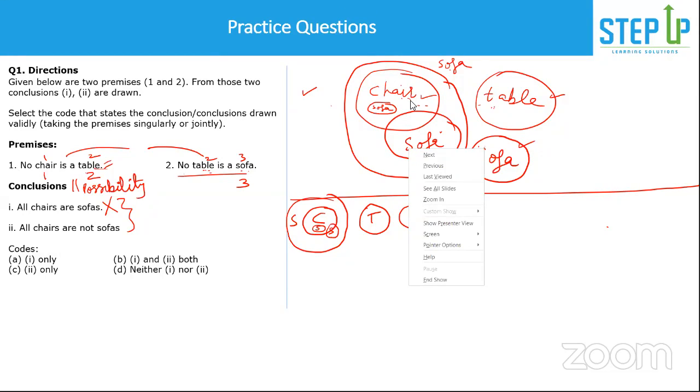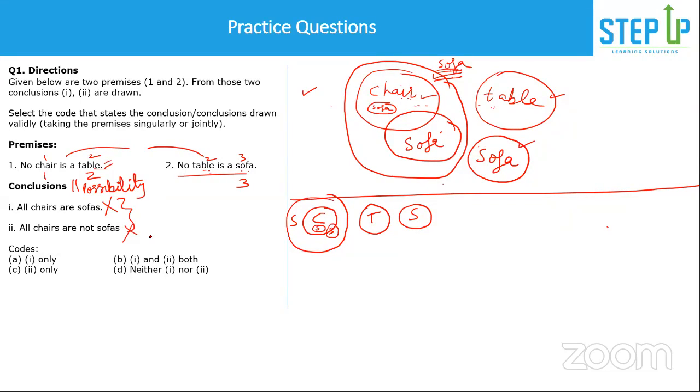But what about this case? There was a case where you say all chairs are not sofas. But what if sofas was this one? As per this condition, actually all the chairs were sofas. So it is not true everywhere. That means this also is not a correct one.